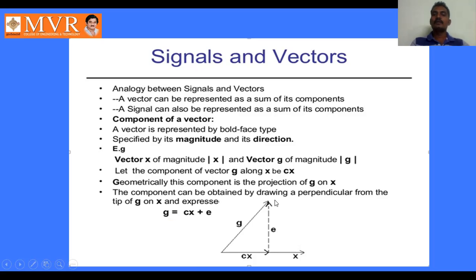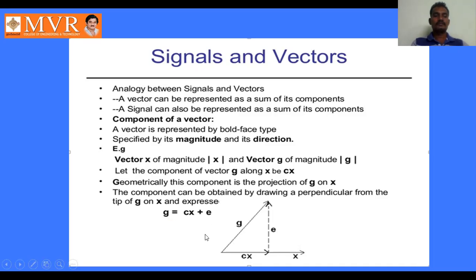The component can be obtained by drawing a perpendicular from the tip of g on x, and expressed as g equal to cx plus e. What is meant by e here? e is some error function. Suppose x and y are two vectors and we want to write the component of vector x along y, then we can write x equal to cy plus e. Mathematically, it is represented like this. This is vector g, this is the component of vector g along x, that is cx, and e is the error function. So g equals cx plus e.